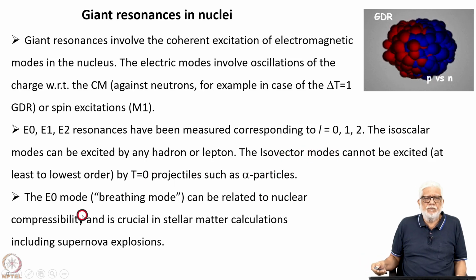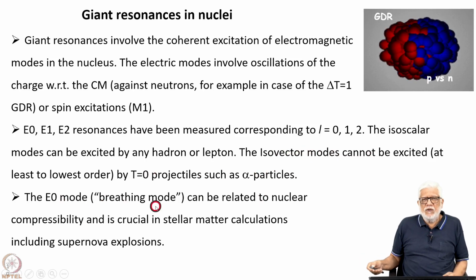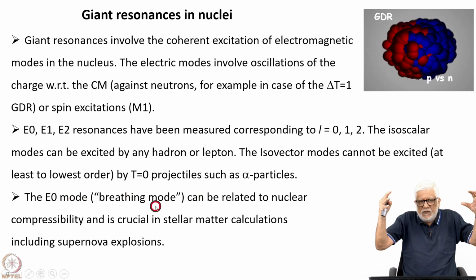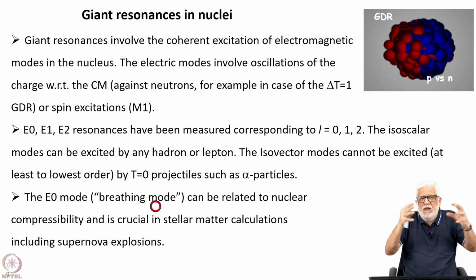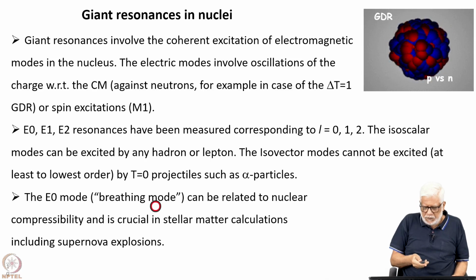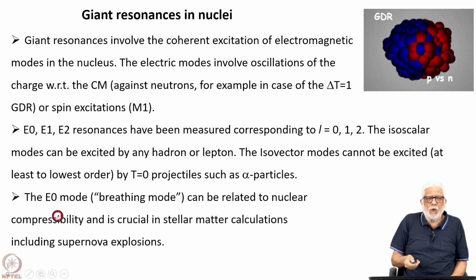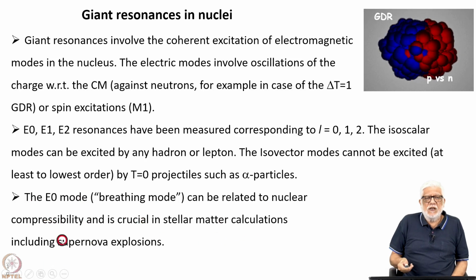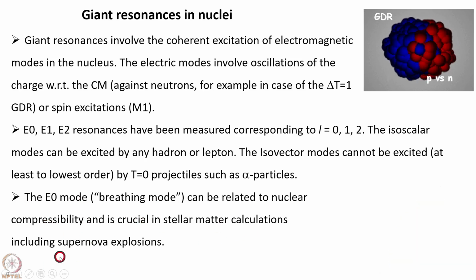The E0 breathing mode, where the nucleus has a radial oscillation with respect to the density, can be related to the nuclear compressibility, and this is crucial in stellar matter calculations, including supernova explosions.